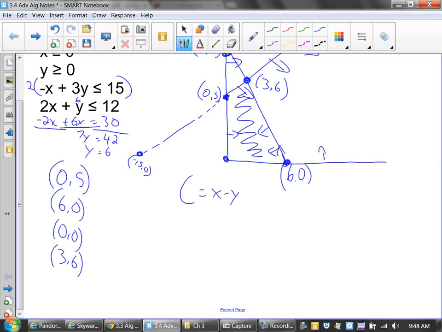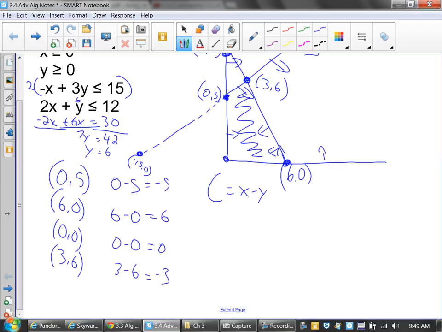What's that? Well, I don't know. I haven't done it yet. So if you did it that way, you'd have, let's see, that would be 0 minus 5, 6 minus 0, 0 minus 0, and 3 minus 6. So the values are negative 5, 6, 0, and negative 3. Where did my maximum value occur? 6. At 6, 0. This would be my maximum.